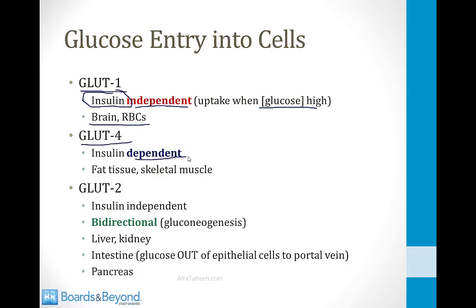GLUT4 is an insulin-dependent transporter, so you will find this in fat tissue and skeletal muscle. And these types of tissues and organs want to take up glucose only when insulin levels are high and then store it as either fat or as glycogen.